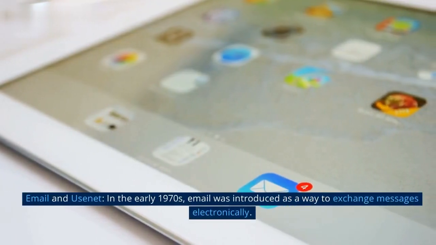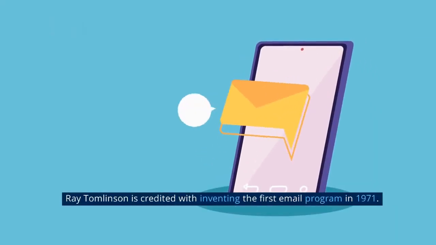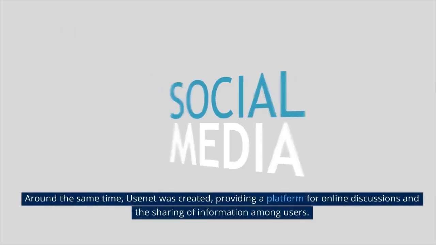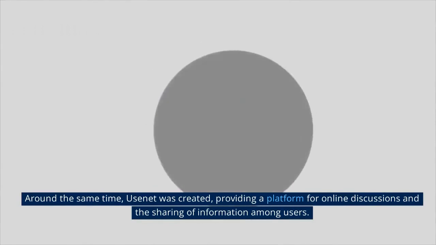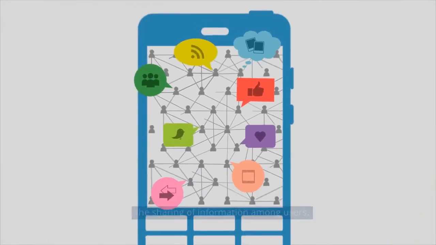3. Email and Usenet. In the early 1970s, email was introduced as a way to exchange messages electronically. Ray Tomlinson is credited with inventing the first email program in 1971. Around the same time, Usenet was created, providing a platform for online discussions and the sharing of information among users.